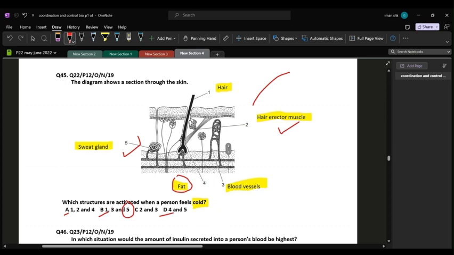So the most appropriate option is your option C, which is 2 and 3. Your hair erector muscle and your blood vessels. Your blood vessels will go through vasoconstriction. They will be constricted so there's less blood flow.